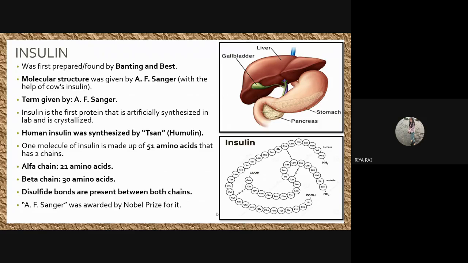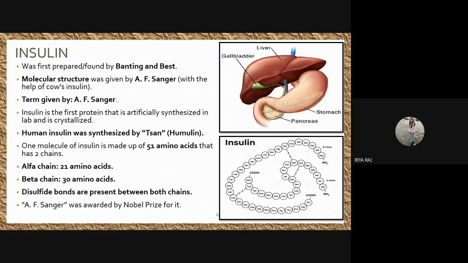As we all know, insulin is now synthesized as a recombinant protein by using rDNA technology. Then human insulin was synthesized and that was known as humulin. Insulin is made up of 51 amino acids, and it has two chains, the alpha chain and the beta chain. As we can see in the image, the alpha chain and the beta chain, or A chain and B chain, are shown in the figure.